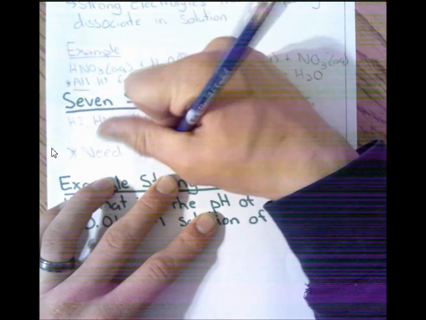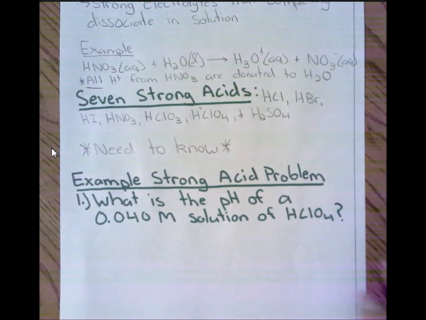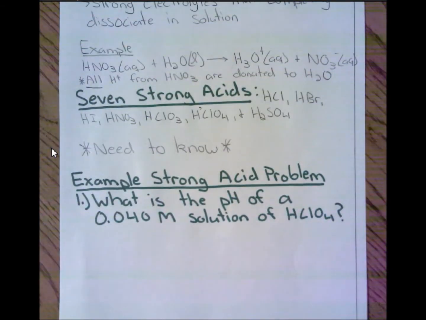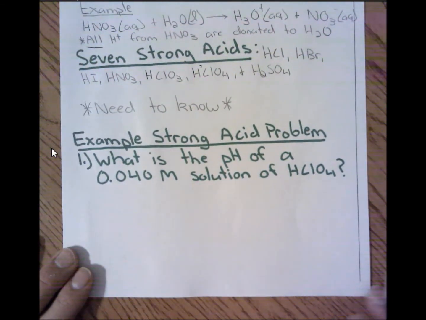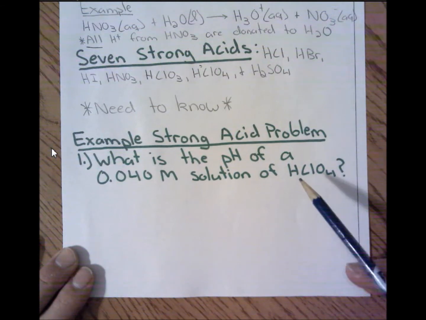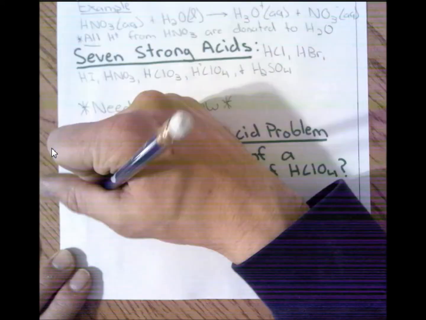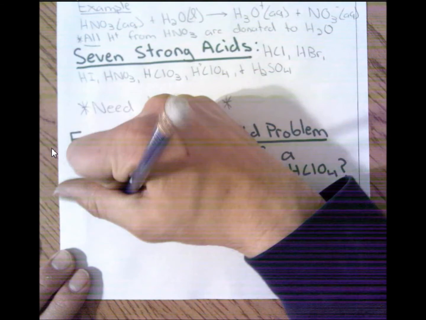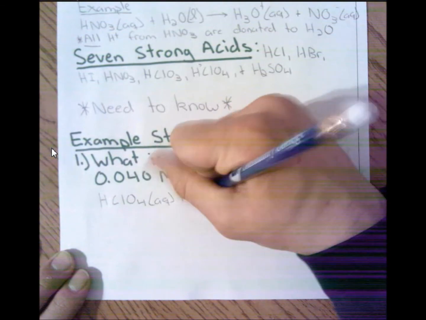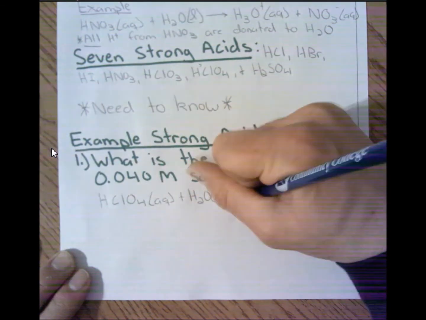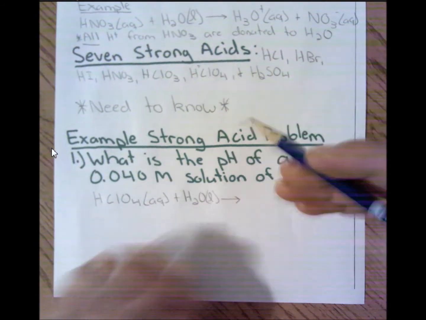Now, let's go to an example here. We want to know what is the pH of a 0.04 molar solution of perchloric acid. Just like we've done the past couple units, start out with a chemical reaction. We have perchloric acid placed in water, and it completely dissociates because it's a strong acid, and we always check the list there. So what happens is we're left with H3O plus and the perchlorate ion.